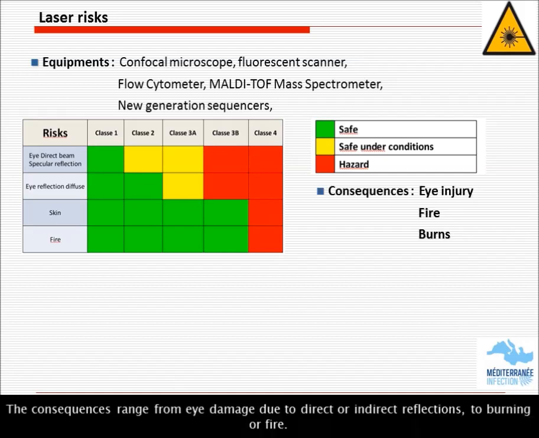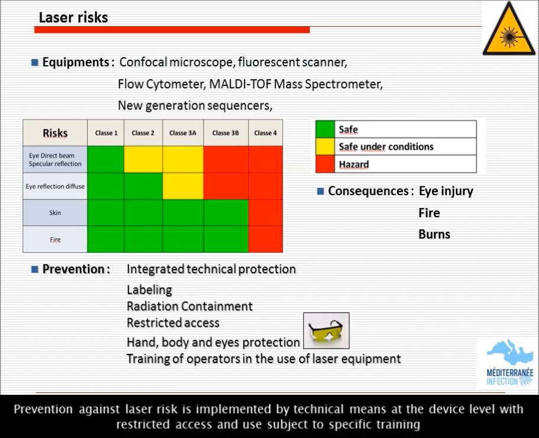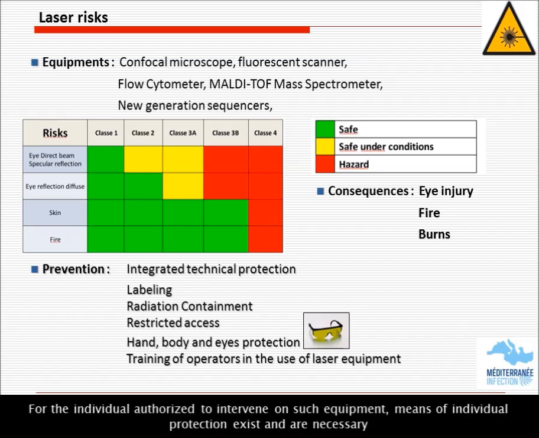The consequences range from eye damage due to direct or indirect reflections, to burning or fire. Prevention against laser risk is implemented by technical means at the device level, with restricted access and use subject to specific training. For the individual authorized to intervene on such equipment, means of individual protection exist and are necessary.